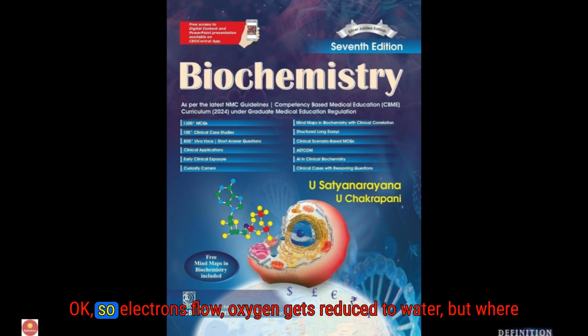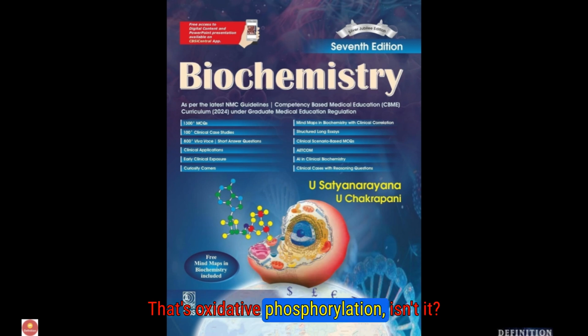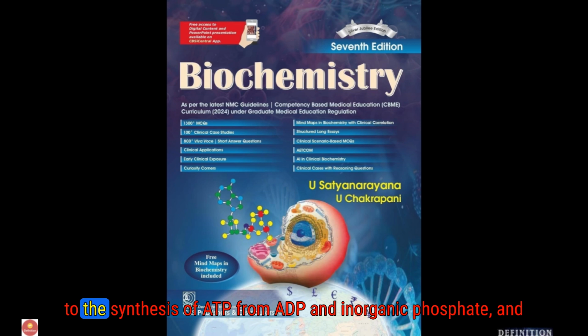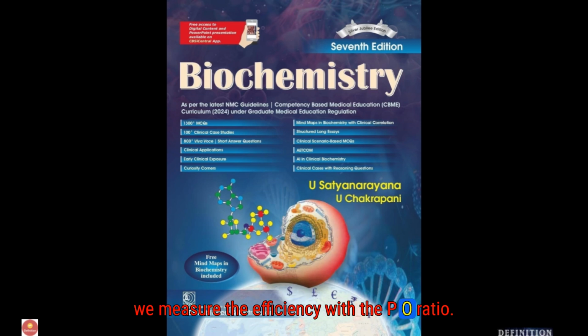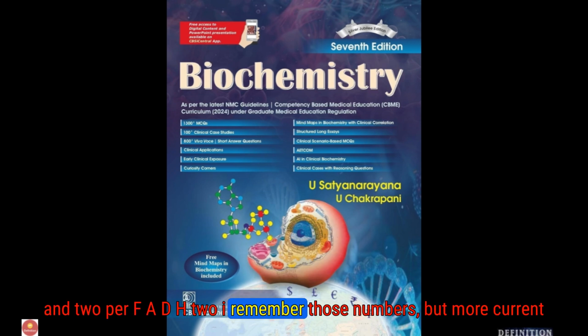Okay, so electrons flow, oxygen gets reduced to water. But where does the ATP come in? That's oxidative phosphorylation, isn't it? Exactly. Oxidative phosphorylation is coupling that electron flow energy to the synthesis of ATP from ADP and inorganic phosphate. And we measure the efficiency with the P/O ratio, ATP made per pair of electrons. Right. Now, the older textbooks often say 3 ATP per NADH and 2 per FADH2. Yeah, I remember those numbers.